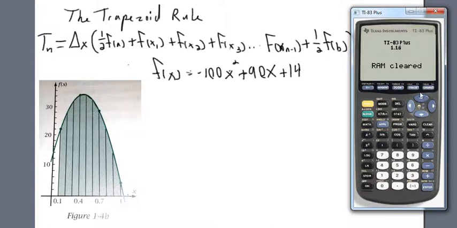So we have negative 100 x squared plus 90x plus 14. And now I'm going to go into my table, but those aren't the values I want. I want from 0 to 1 counting up by 0.1s. So from 0, counting up by 0.1s. Now, here's my heights.